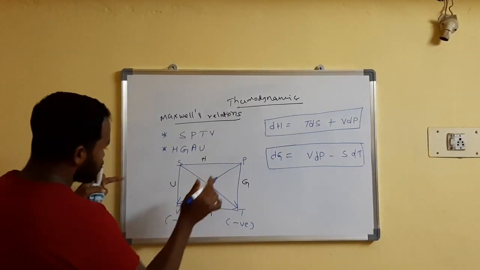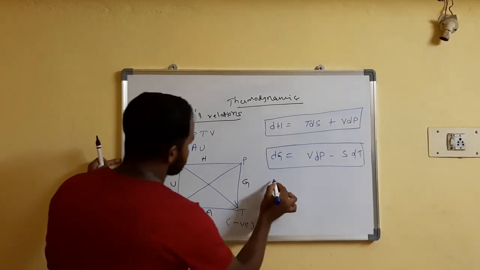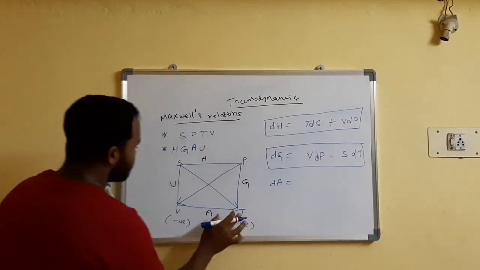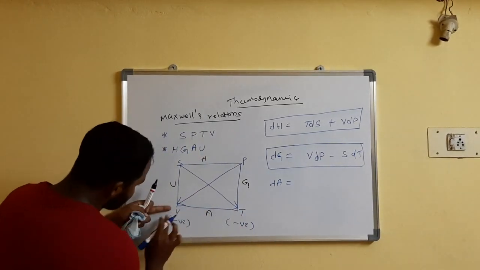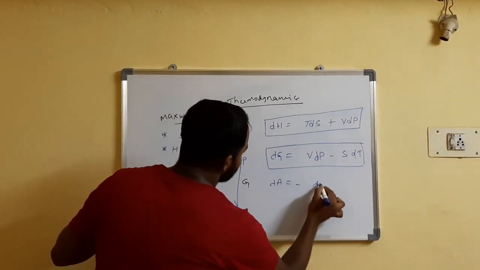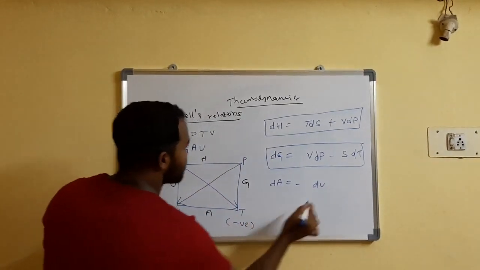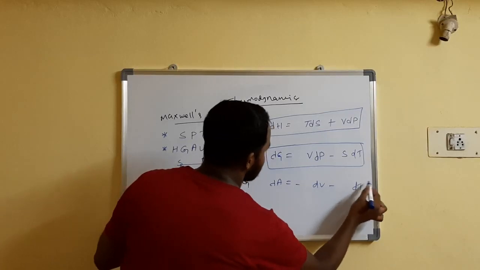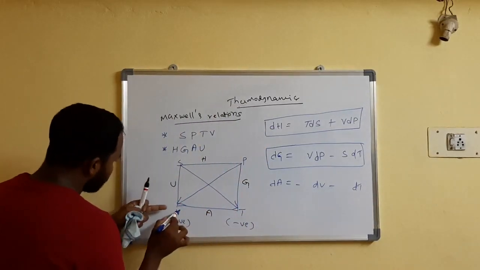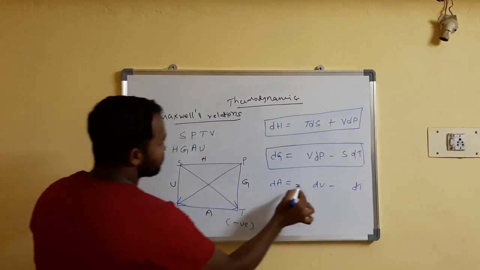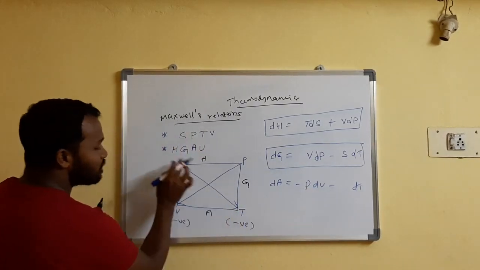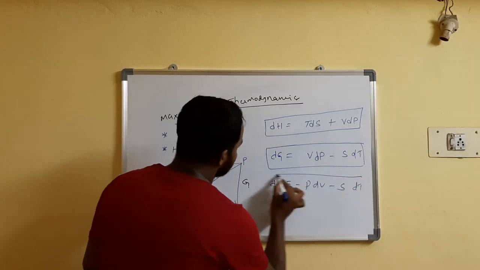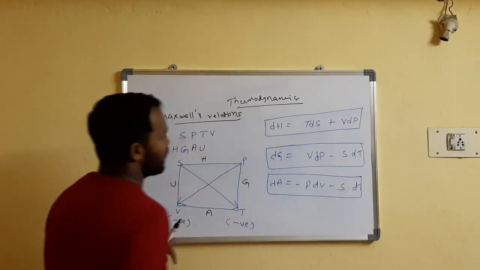So after that, for A, right? Just remember. dA is in between minus dV, then minus dT, right? Minus dT. This is okay, fine. So V is from P, and T is from S. So minus SdT. This is the third relation I am writing.